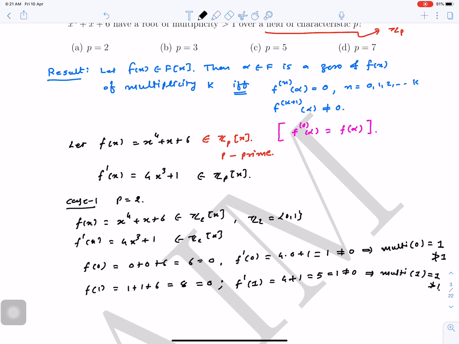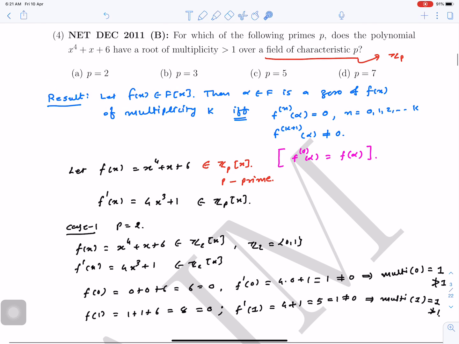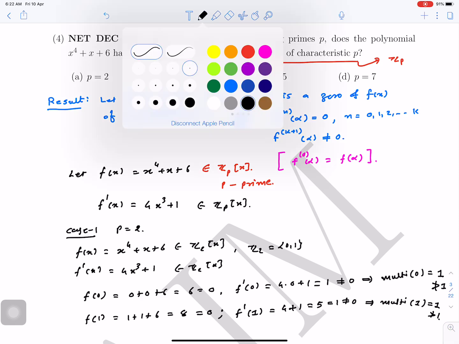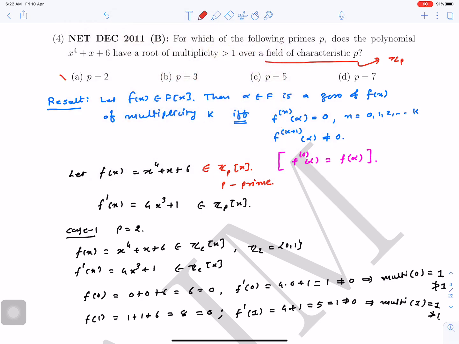So for p equal to 2, here we say that zeros of f(x) in Z2 are both 0 and 1, but they have multiplicity 1, and we are seeking the prime for which the multiplicity of a root of this polynomial is greater than 1. At least one root has multiplicity greater than 1. Here both the roots 0 and 1 have multiplicity 1. So p equal to 2 is not the correct option. So option A is wrong.